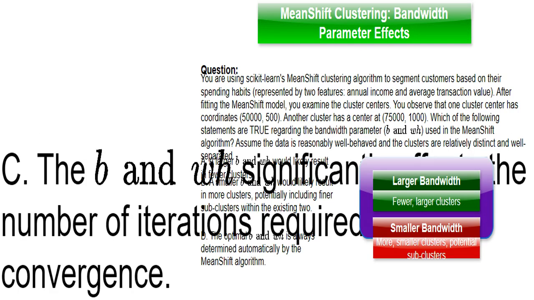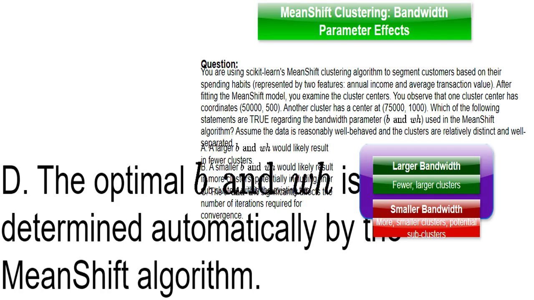Option C discusses the impact of bandwidth on the convergence speed of the algorithm. While a smaller bandwidth might require more iterations due to increased sensitivity, it's not a strictly proportional relationship. This option claims that the optimal bandwidth is always determined automatically. This is generally not true, as optimal bandwidth is often data-dependent and needs manual tuning for the best results. This is a key misconception to be clear on.